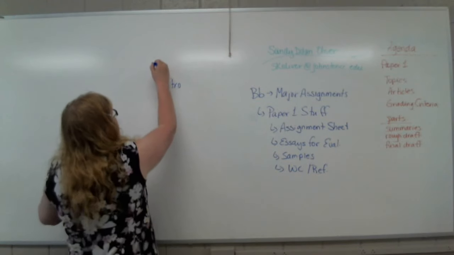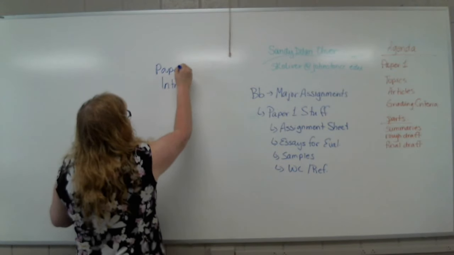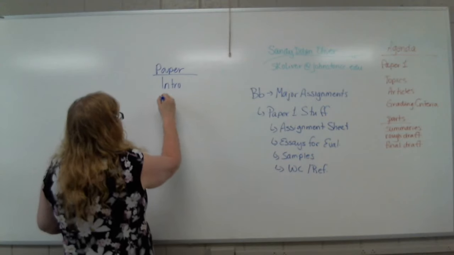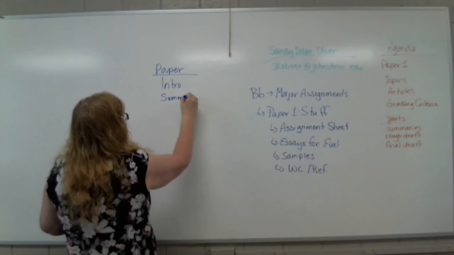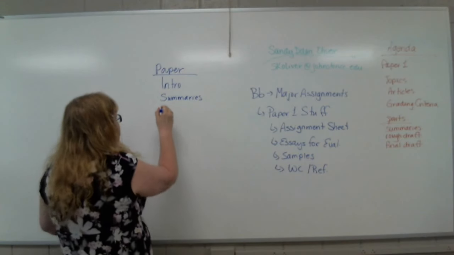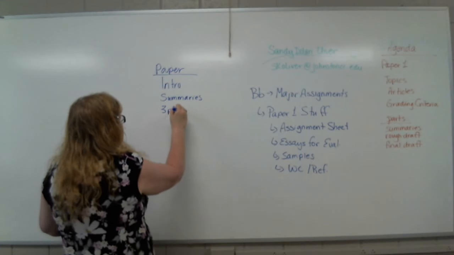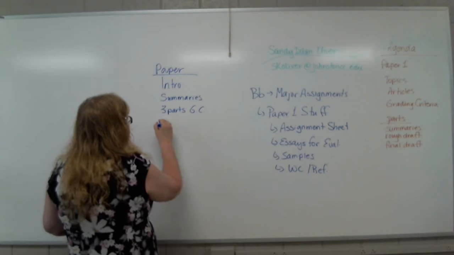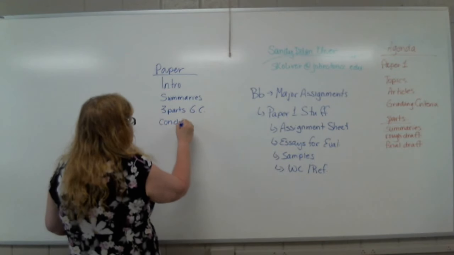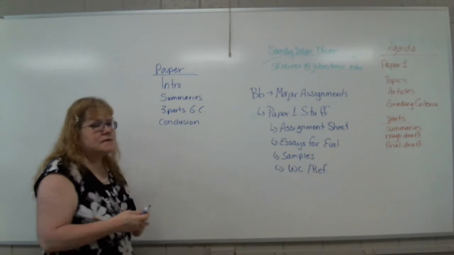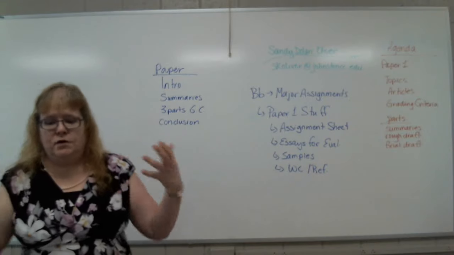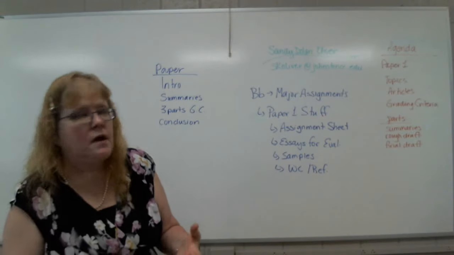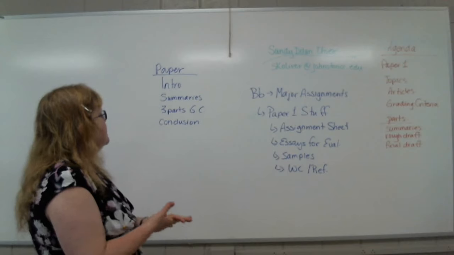Okay, so your paper is going to include an introduction and then the summaries and then the 3 parts from the grading criteria, GC, and then a conclusion that kind of wraps things up and leaves us with your overall, here's my assessment. Should you read this? Should you not read this? Which one is better? That kind of stuff, okay?